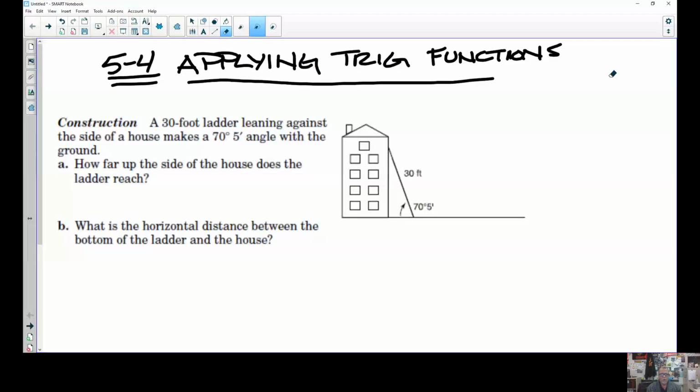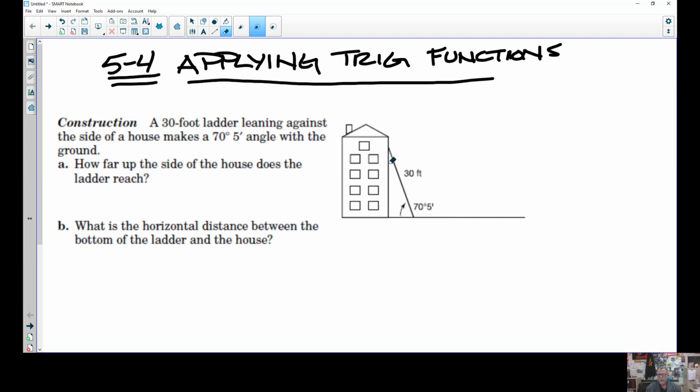All right, so we've got a problem already ready for us to go. It says a 30-foot ladder leaning against the side of a house makes a 70-degree 5-minute angle with the ground. And part A asks us how far up the side of the house does the ladder reach? So what I do with these is generally I make a drawing first. They gave you one here, so you've kind of got a head start. Make sure you have things oriented properly.